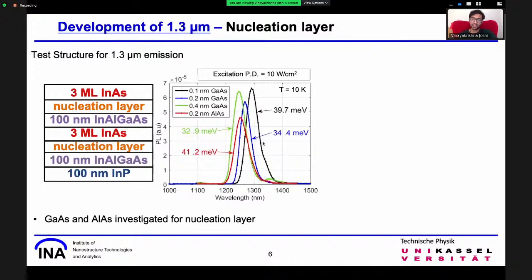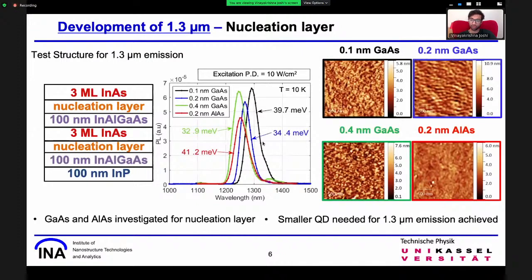So the materials gallium arsenide and aluminum arsenide were investigated for this purpose, and 4 angstrom gallium arsenide was the one which showed the least line width. And the AFM images of these structures are also shown, in which you can see that 0.4 nanometer gallium arsenide shows more uniformly spread out and more homogeneous quantum dots when we compare to the other AFMs, where we notice it has some quantum dashes or conglomerates of these quantum dots.